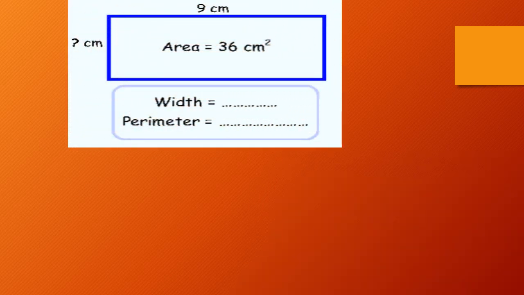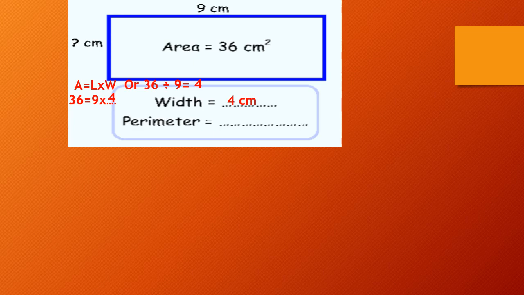This rectangle has an area of 36 centimeters squared with a length of 9 centimeters, and we want to know what is the width. So the area equals length by width. So what by 9 equals 36? 4 by 9 equals 36, or 36 divided by 9 equals 4. So the width equals 4 centimeters.